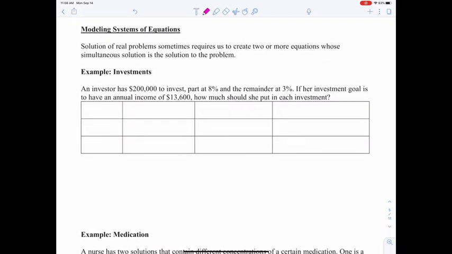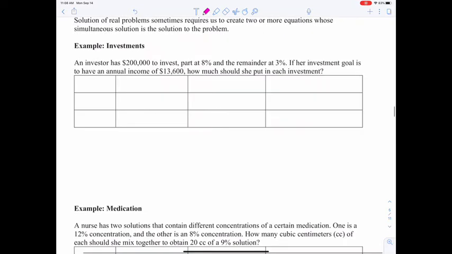Solution of real problems sometimes requires us to create 2 or more equations whose simultaneous solution is the solution to the problem. That's just fancy math talk for create 2 equations, use either one of the 2 methods we just talked about, and solve for both variables. Okay, so here we go. So here is a typical test or quiz type question.